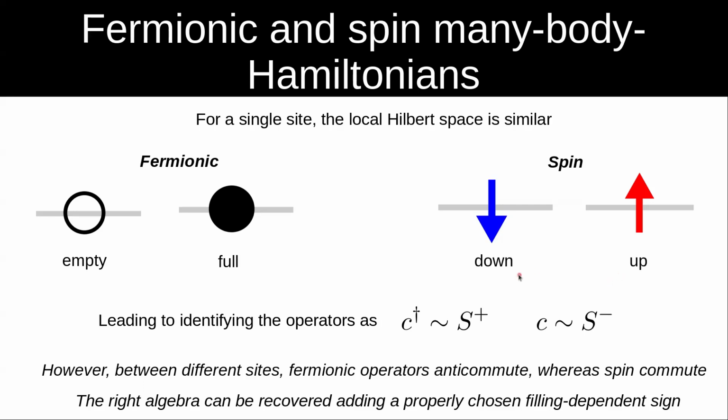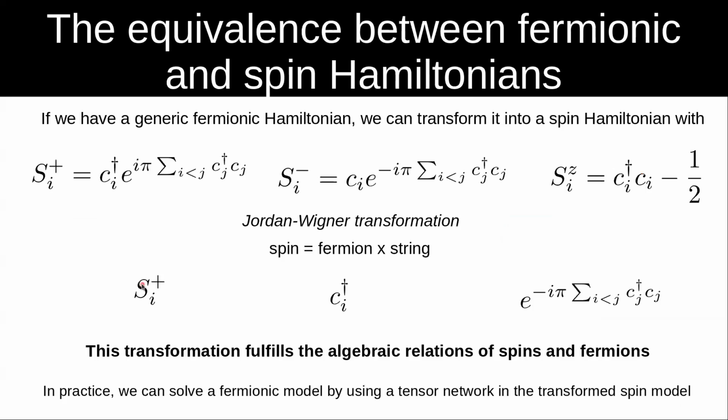So up to this point, it seems as if there's a symmetry between fermionic and spin Hamiltonians, and in particular, as if there's a bijection between the two different Hilbert spaces. But what is important to recall is that the operators on different fermionic sites anti-commute for fermions, whereas for spins, they commute. This makes the mapping between fermions and spins more challenging. However, this can be overcome.